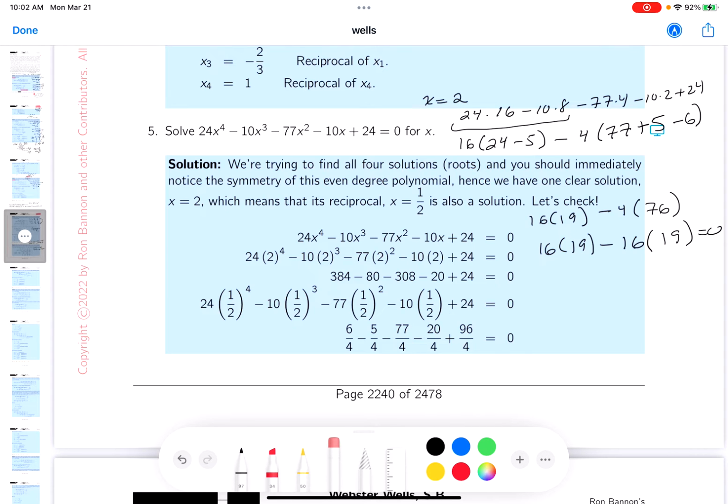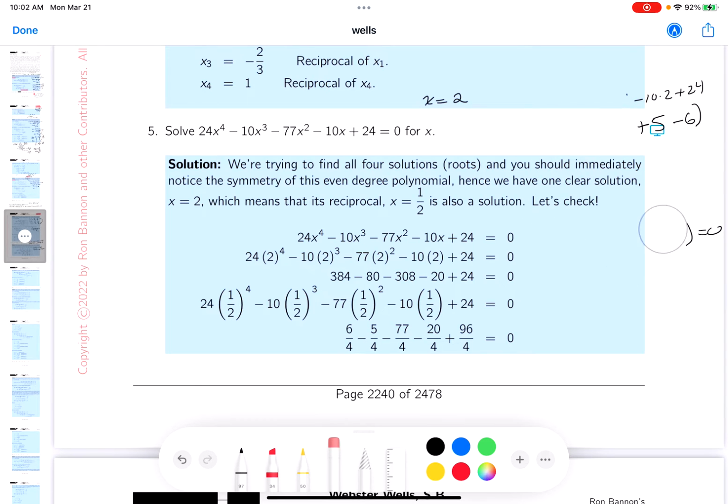Okay, here's the issue now. If x equals 2 as a root, its reciprocal is a root. Let's write that down. So I know another root. The other root is x equals 1/2. It's reciprocal. Well, let's write this down now. I got 2 factors now. I got x minus 2, and I have 2x minus 1, and then I got a remaining quadratic.